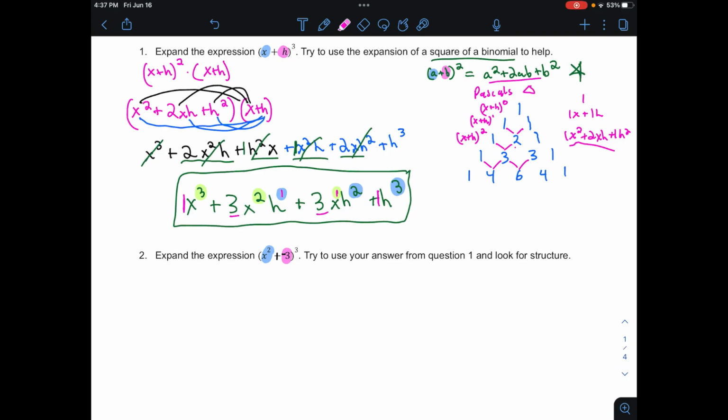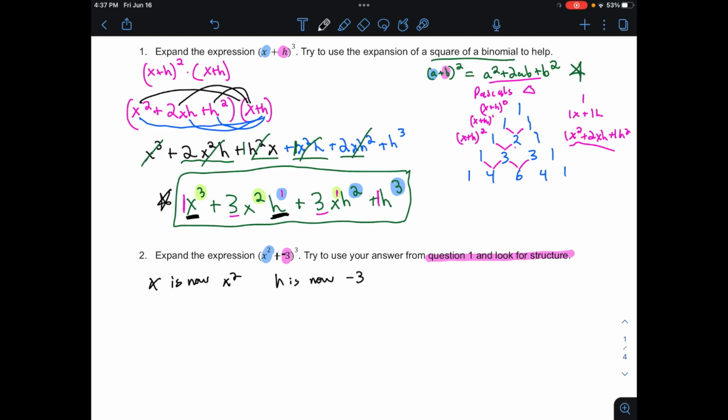And so we could do this all out. We could do it the same way, we could do the square of a binomial. But if we want to use our answer from question 1 and look for structure, this right here is going to allow us to expand it. Because the x in this example is now x squared, and the h is now negative 3. So what we're going to do is just replace it.